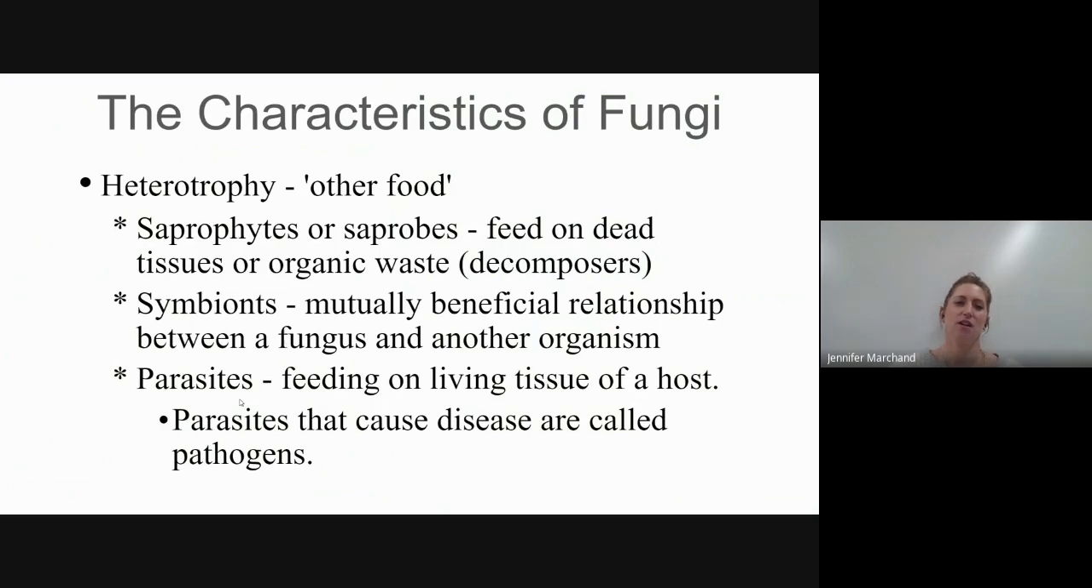One characteristic of fungi is they practice heterotrophy, which means they need other food. They need to go out and find food or absorb food to survive. So you have the saprobes, which feed on dead tissue or organic waste. So the saprobes are also called decomposers. We also have the symbionts, which create multiple beneficial relationships between fungus and other organisms. And then you also have parasitic fungi, just like you have parasitic bacteria. And these parasites cause diseases, and we call them pathogens.